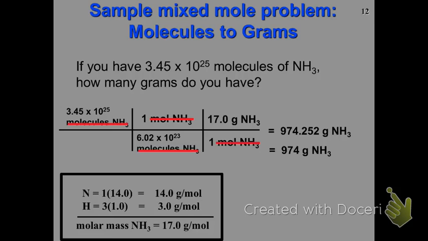Does this answer make sense? Yes, 3.45 times 10 to the 25th is bigger than 6.02 times 10 to the 23rd by 2 orders of magnitude, 25th versus the 23rd, and we're multiplying that by 17, so this number isn't out of reality. If we had a number that was 3.45 times 10 to the 22nd, that was smaller than Avogadro's number, then I would expect an amount of grams that was less than 17, the molar mass of ammonia.